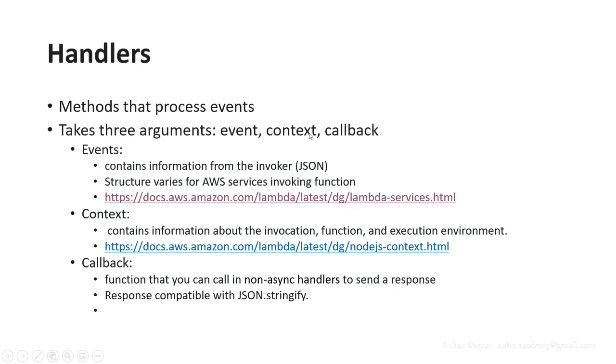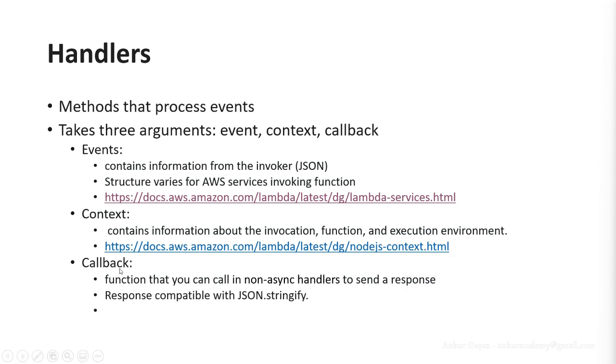The next argument that gets passed is context. It contains all the information about the invocation. So it contains who invoked the function, at what time, and it gives you an invocation or execution ID, and also the information about the execution environment, like what's the memory size set for this particular Lambda function, what's the runtime, etc. I have also added a link here.